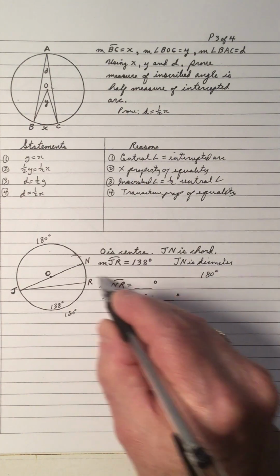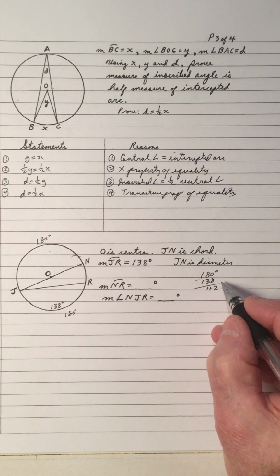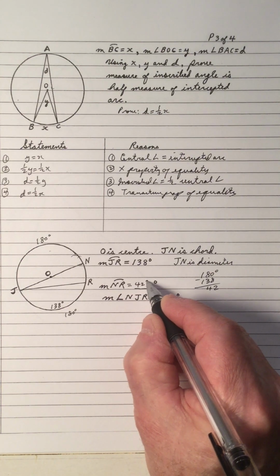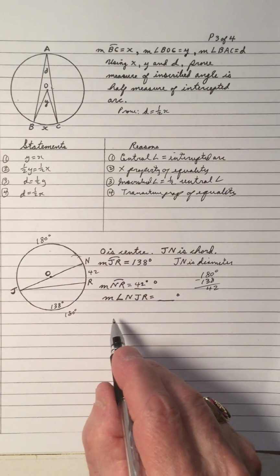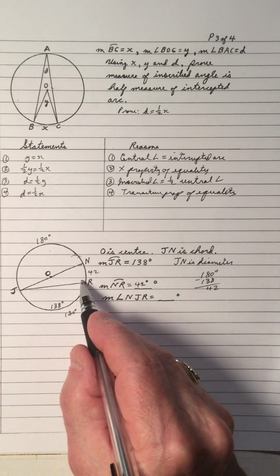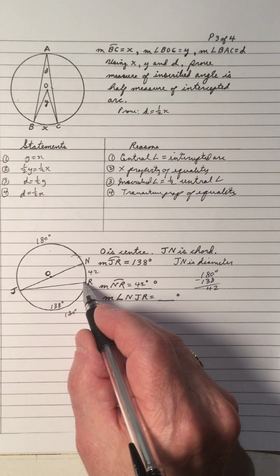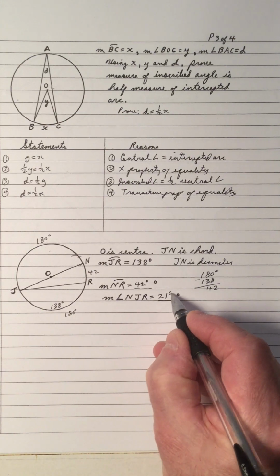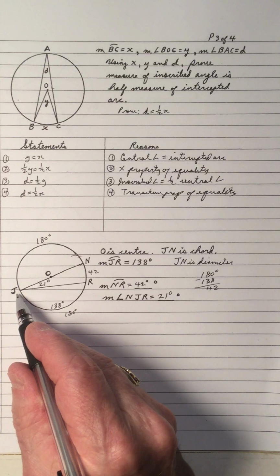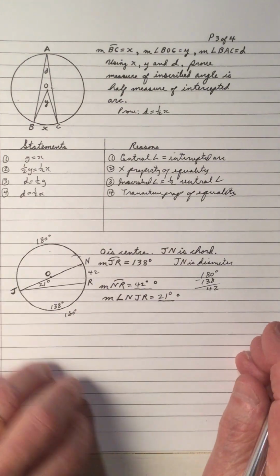So we take 180 minus 138, so we have 42 degrees. So this arc right here is 42 degrees. The angle NJR is the inscribed angle, and it is cutting off the arc NR. So that means this inscribed angle is half the measure of the intercepted arc. So that's 21 degrees. Again, 180 in the semicircle, this is 138, that's 42, and this is an inscribed angle, half the intercepted arc.